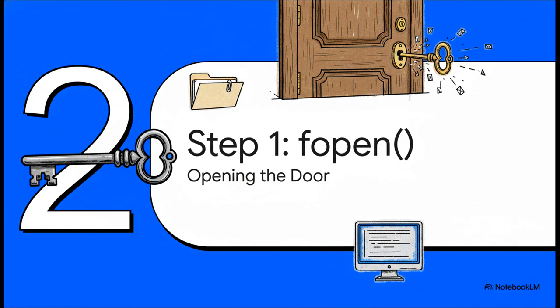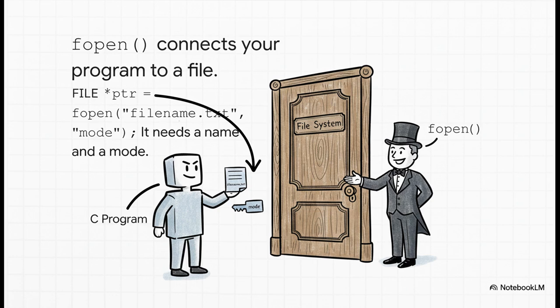Okay, key in hand. Now it's time to actually unlock the door to our file. And for that, we bring in our first big tool, the fopen function. Think of fopen as your personal doorman. You've got to give it two things. First, the name of the file you want to mess with, like filename.txt. And second, the mode, which is just you telling the doorman what you plan on doing once you're inside.